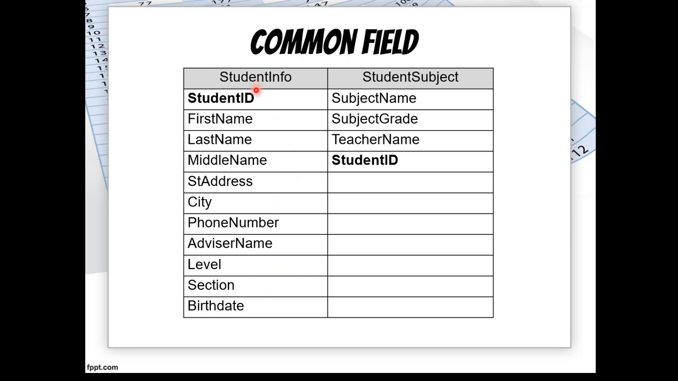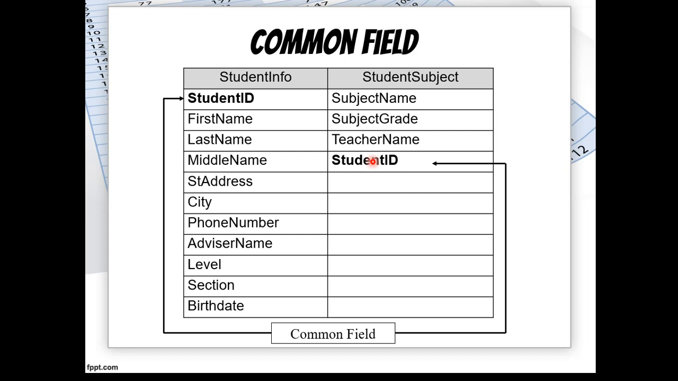For example, here in personal information, student ID has a related student ID here in our subject information. So, the student ID here in subject information is what we call the common field. The counterpart of student ID in personal, in the other table, is what we call the common field. The counterpart of our field names. Okay? So, that is what we call common field.